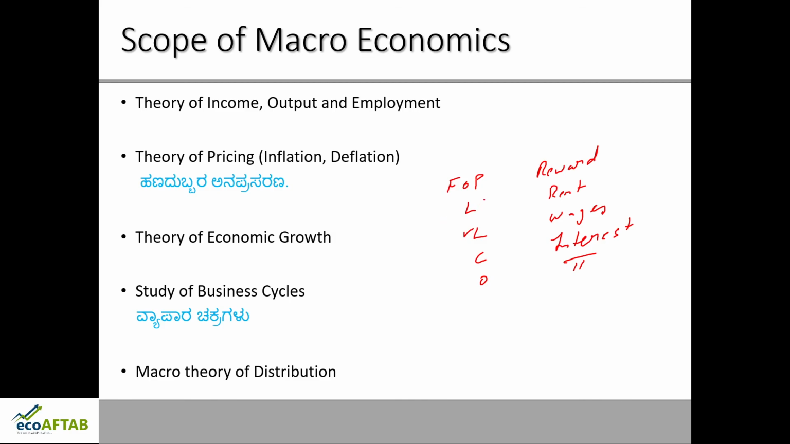But when we speak about functional, what is the rent that is got by the landowners, what is the total wages that is earned by all the laborers in the country, then it becomes functional distribution, and functional distribution comes under the macro theory of distribution. So this is the scope of macroeconomics.